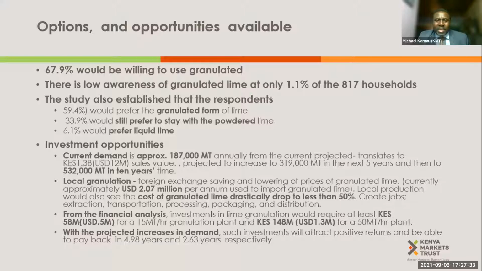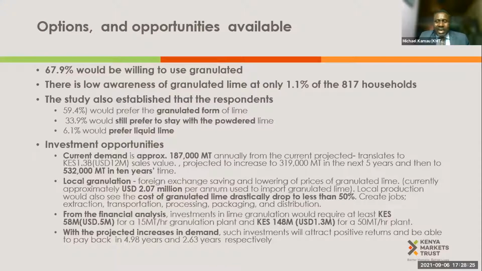If we could correct that, we would be able to achieve this potential demand, because currently the volume, compared to what is potential, is very low: less than 50,000 metric tons, and about 4,000 metric tons for granulated lime. This is projected to grow in the next 5 years to slightly over 500,000 metric tons. Looking at the potential for local granulation, the granulated lime we are currently importing, about 4,000 metric tons, is costing the country about 2.07 million USD. We could save that if we do local granulation. From our study, we found that the cost of granulated lime would drop to less than 50% with local granulation.